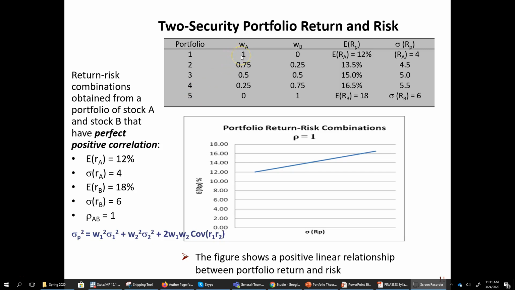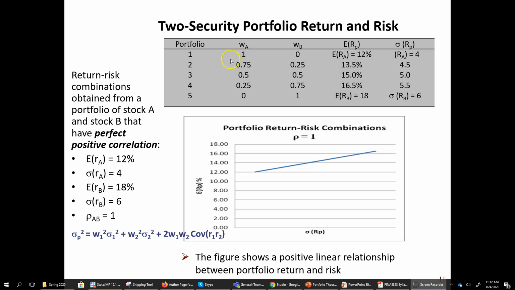In this first portfolio, 100% is invested in stock A, so we have a weight of 1, and 0% is invested in stock B, such that the expected return on the portfolio would be the same as the expected return on stock A, and the standard deviation of the portfolio would be the same as the standard deviation of stock A. And then at the other extreme, portfolio number 5, we have 0% invested in A, 100% invested in B, and again the expected return and standard deviation of this portfolio are the same as the expected return and standard deviation of stock B.